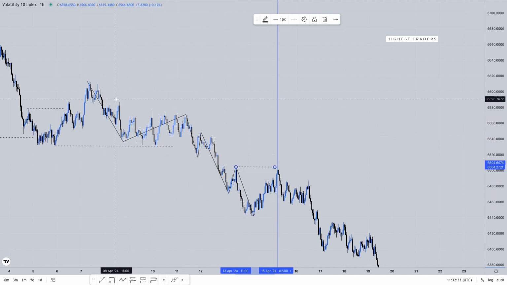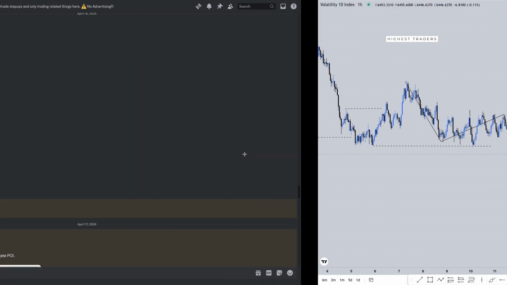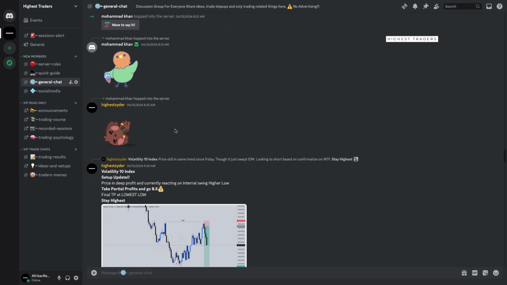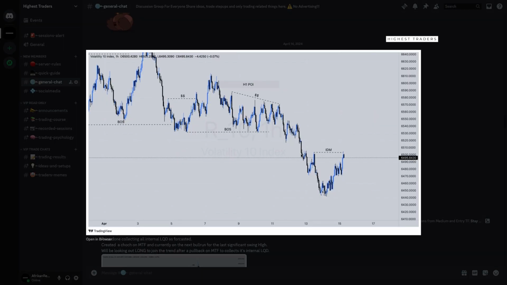So the more price goes, the more the inducement shifts to another inducement. This was the inducement earlier when price hadn't created this one, and since it didn't come back to collect it, the inducement from here has shifted to be this one. All right, so price went back down and then came now to collect this inducement. That is where the setup on the Discord was showing to us.